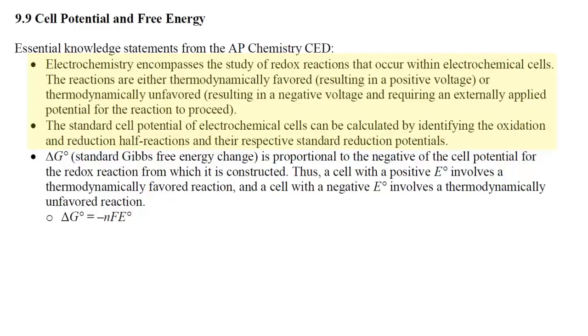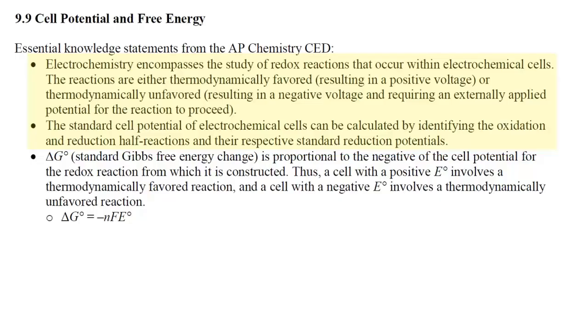Electrochemistry encompasses the study of redox reactions that occur within electrochemical cells. Most electrochemical cells will fall into 2 categories. The first category would be reactions that are thermodynamically favored, resulting in a positive voltage. That is what we typically see for a standard galvanic cell, which is also known as a battery, in which the reaction has a positive voltage and is thermodynamically favored. The other category is thermodynamically unfavored. They have a negative voltage and require an externally applied potential for the reaction to proceed. That would be an example of an electrolytic cell.